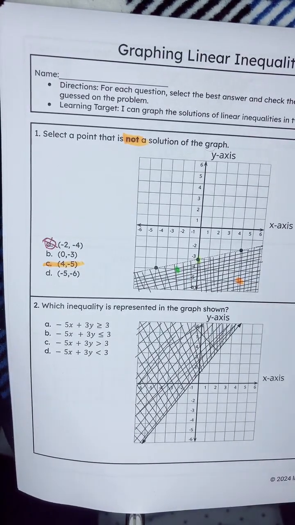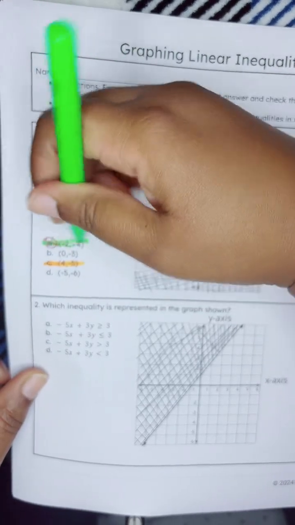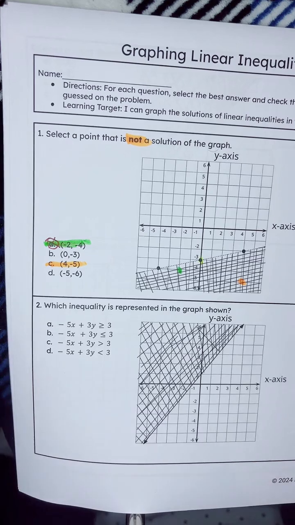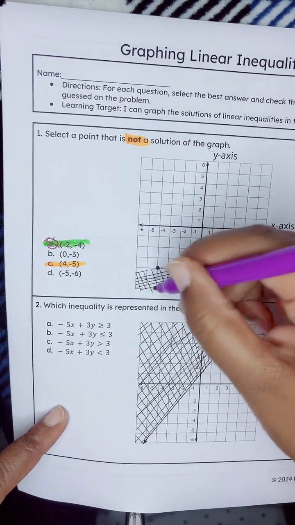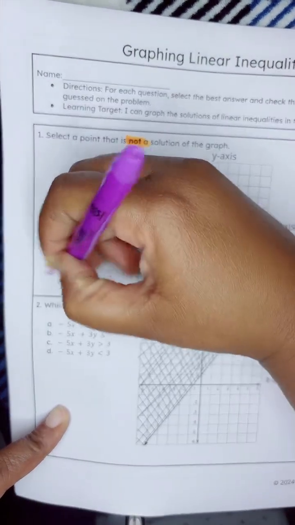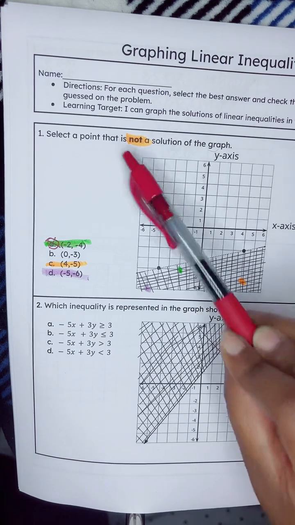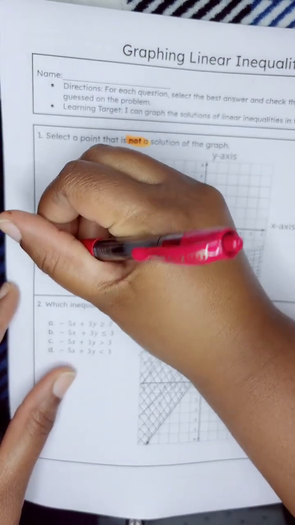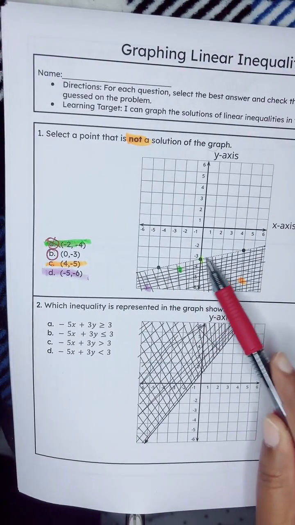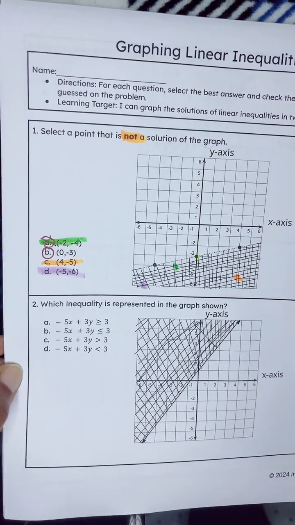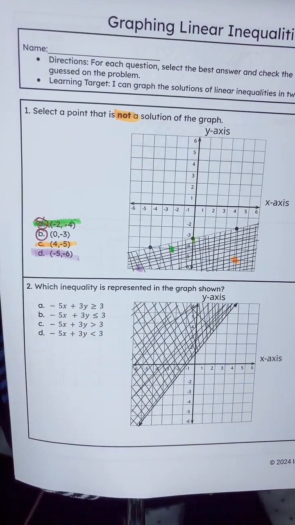This one is not because it is a solution. I think I did this one in green. Boom, boom, right there. And then -5, -6. If we go -5, and then drop down -6, it will be a point right here. And those are all solutions. So the one that's not a solution, which it says right there, not, is actually B. B is not a solution because it's on the dotted line. Hopefully it makes more sense.